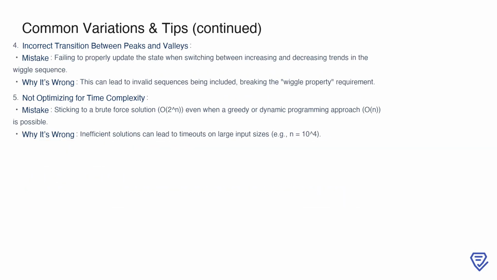Another issue to be mindful of is incorrectly transitioning between peaks and valleys in the sequence. This happens when the algorithm doesn't properly update its state as the sequence switches between increasing and decreasing trends, which can break the required wiggle property and lead to invalid subsequences. Additionally, it's crucial to optimize for time complexity. Brute force solutions, which have exponential time complexity, are often too slow for large inputs, such as arrays with 10,000 elements. Instead, leveraging a greedy or dynamic programming approach can achieve linear or near-linear performance, making these methods far more suitable for handling larger datasets.